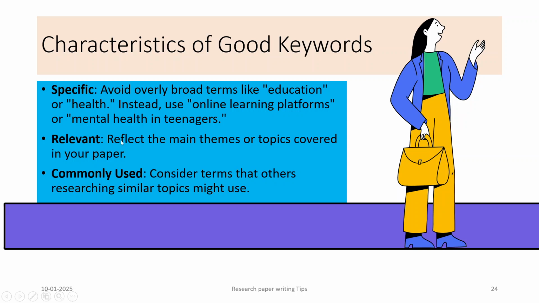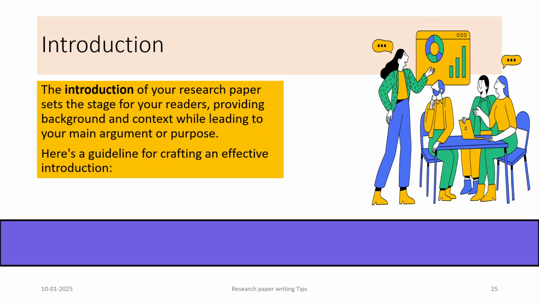The relevant. It reflects the main themes or topics covered in our paper. That is, it should be relevant. Then only you write. Don't abruptly or unnecessarily write something. Then commonly used: consider terms that other researchers on similar topics might use. Those are the things, and these are the characteristics of a good keyword, right? Then we completed the title, we completed the abstract, we completed the keywords.